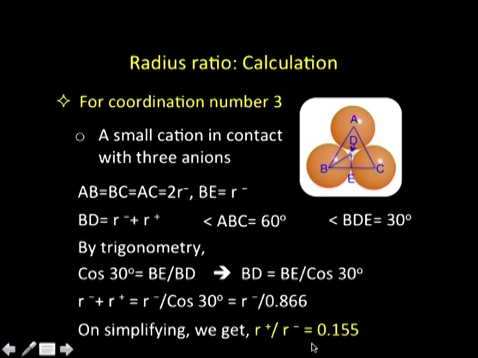That means, if the radius ratio, that is r+ to r-, becomes anything less than this, then these 3 ions cannot stay together, they will merge into one another. That means, they will repel each other and the coordination number will actually come down to 2 rather than 3. So, that is a limiting value for a radius ratio for a coordination number of 3. So, 0.155 is the limiting value for coordination number 3.